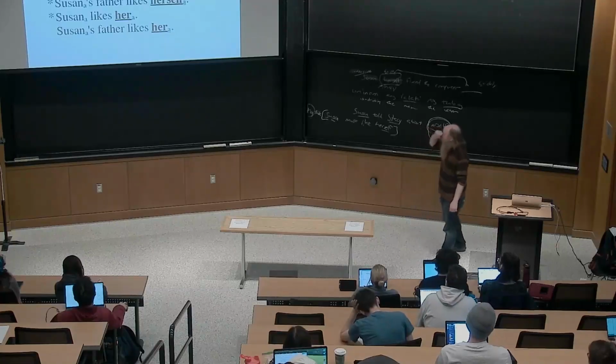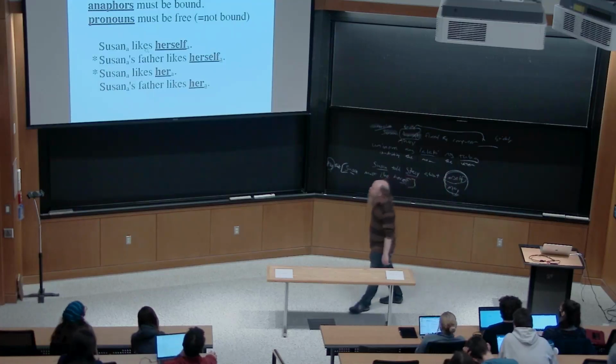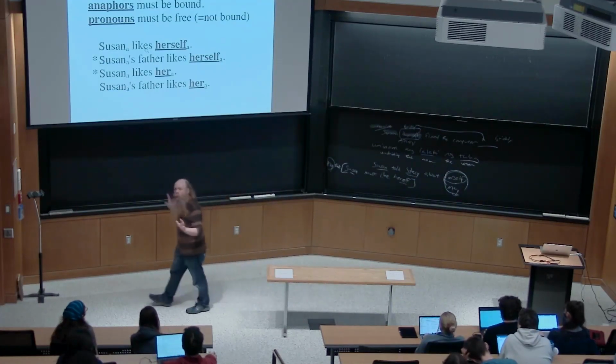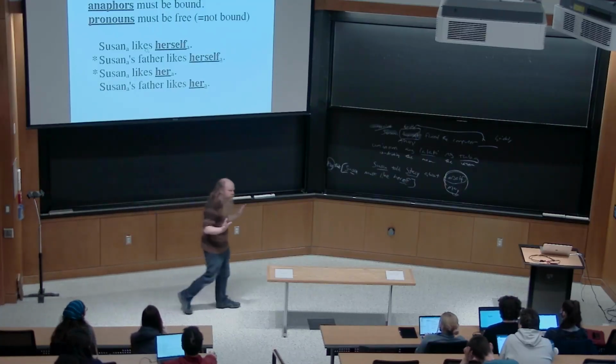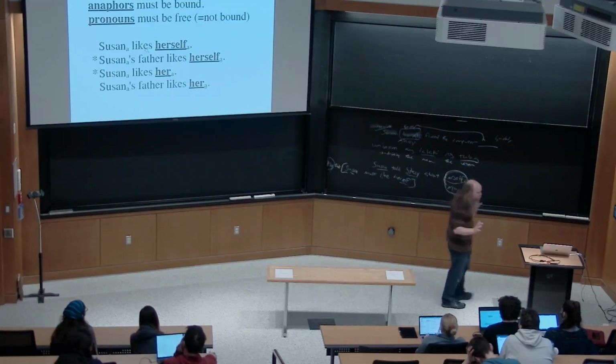So Susan likes herself is fine. Susan's father likes herself is bad. That's the behavior of anaphors, which we're familiar with by now. And her behaves the same way, only backwards. So Susan likes her is a fine sentence as long as Susan and her are different people. So her can't be bound by Susan. It can't be C-commanded by Susan if Susan and her are going to refer to the same person. On the other hand, Susan's father likes her is fine.